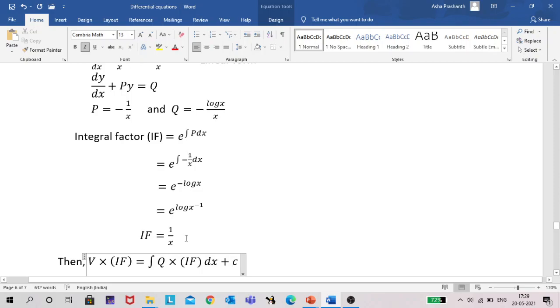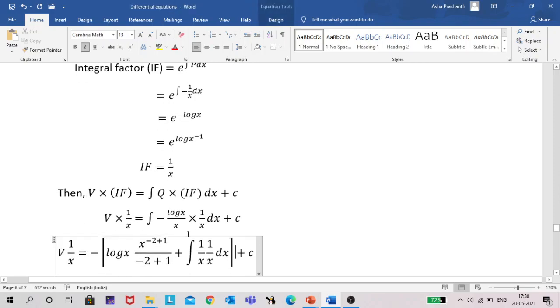Okay, so then we find out the general solution for this. V into integral factor, the same formula, q into integral factor into dx. V into the integral factor 1 over x is equal to q, which is minus log x by x, into 1 by x dx plus c. Okay, V into 1 over x. Here 1 over x into 1 over x is 1 by x square. Minus log x into 1 over x square. I am taking this minus outside.